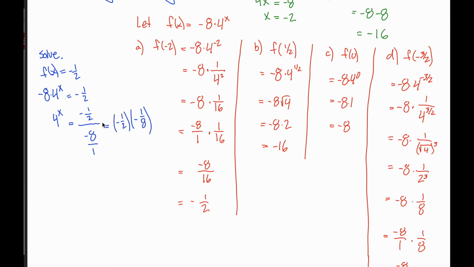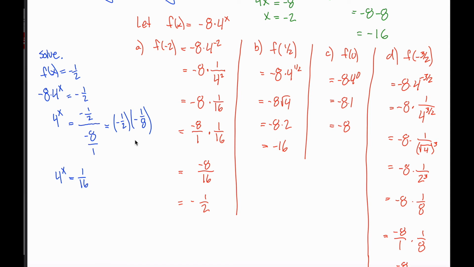You can always change division of fractions into multiplication of fractions by multiplying by the reciprocal of the denominator. Take the bottom, flip it upside down. Note that when you do that, you get exactly what you would have gotten if you multiplied both sides by negative 1/8 to begin with up here. But whatever, one way or another, you get that 4 to the x power is equal to whatever this product is. Well, negative times a negative gives me a positive, and 1/2 times 1/8 gives me 1/16.